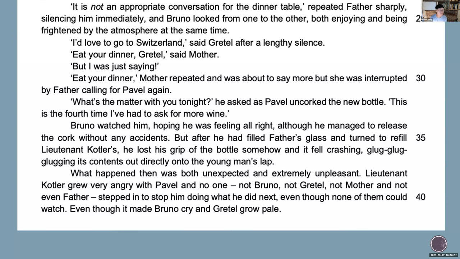And Solomon said fired him, but I don't think Kotler has the right to fire Pavel. Because it looks like Kotler doesn't belong in the same house, right? So maybe Kotler doesn't have the authority to fire Pavel. Okay, thank you. Hao Tian?